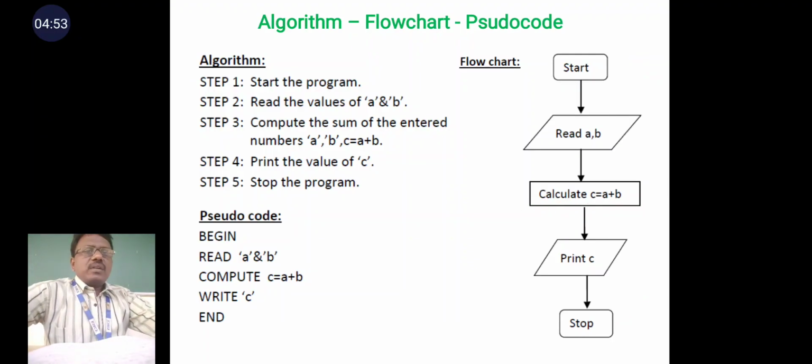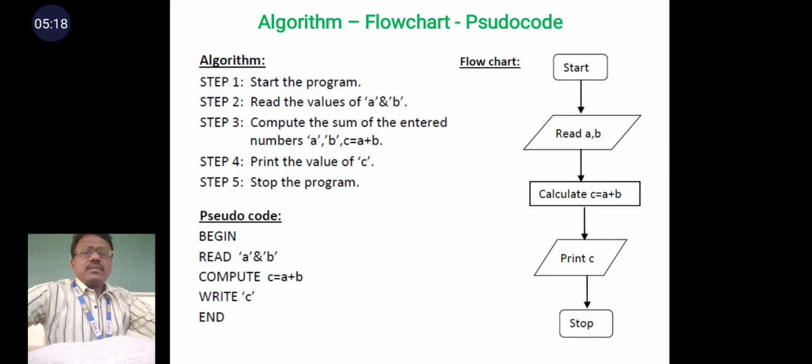Then algorithm, flowchart, pseudocode. First, in this concept, we have to write the program for addition of two numbers. A, B, C, these are the three inputs. A and B are added and stored in the variable C.